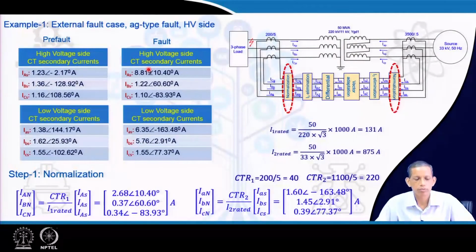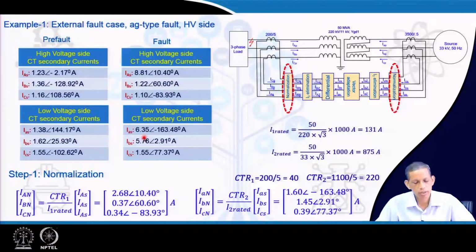The fault is phase A to ground, and you notice that the phase A current becomes significantly high, 8.8 ampere with an angle of 1040, and the other two phases have negligible current compared to the fault current, and they are almost in the normal state as seen in the pre-fault. Now, in the low voltage side, which is the source side here, the primary side so called, the corresponding currents are IAS equals 6.35, IBS equals 5.76, ICS equals 1.55.